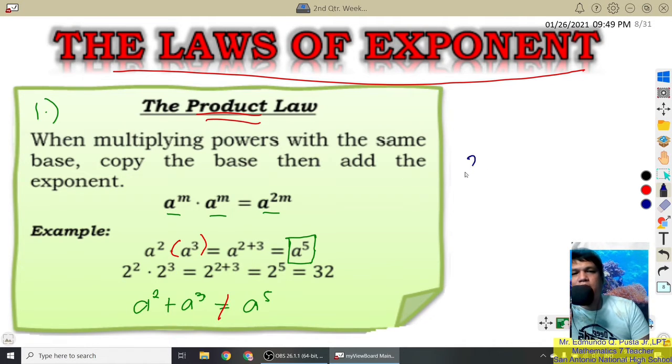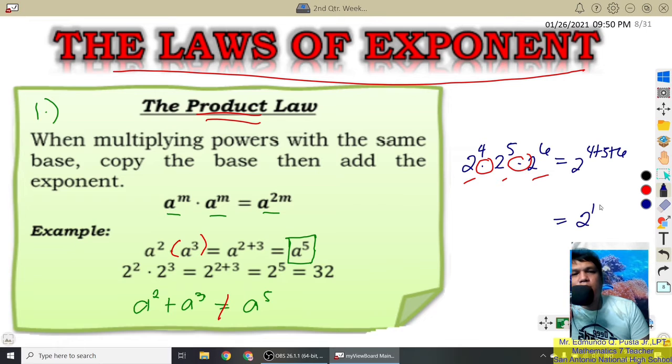Pwede rin tayong gumamit dito ng sample. 2 raised to 4 times 2 raised to 5 times 2 raised to 6. So we have 2 raised to 4 plus 5 plus 6, provided that you have the same base and the operation is multiplication only. So this becomes 2 raised to 4 plus 5 plus 6, which is 15. That is 2 raised to 15.